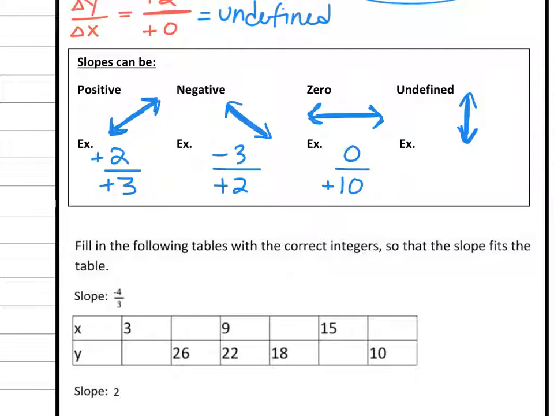Straight up and down, a vertical line. We'll talk more about that tomorrow. And it's if you have like 5 cookies divided evenly among 0 friends, which doesn't make any sense. And so Cookie Monster gets them all. This is what we call undefined.